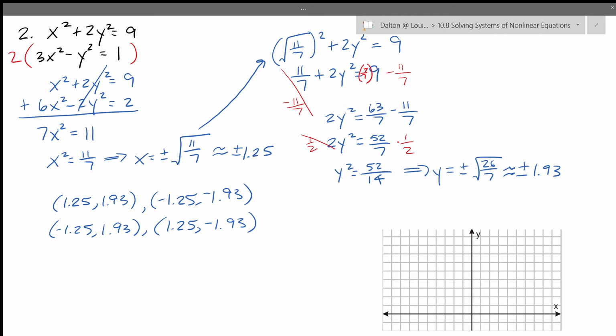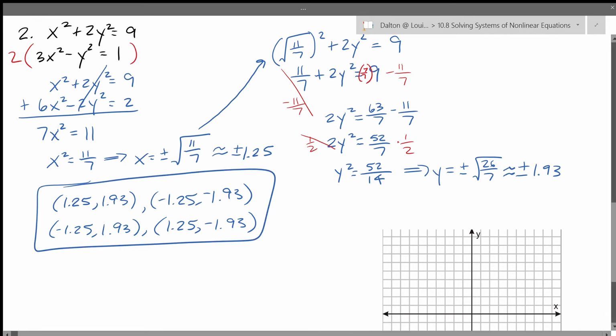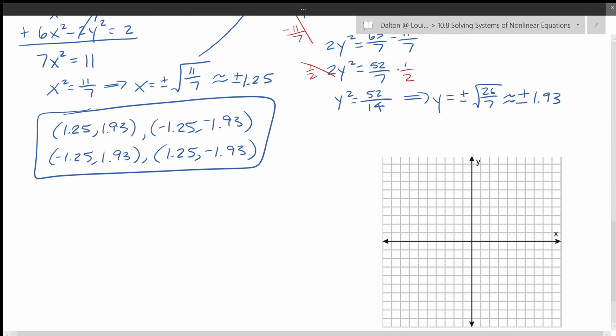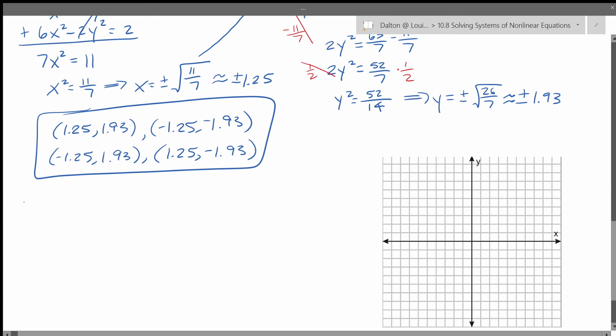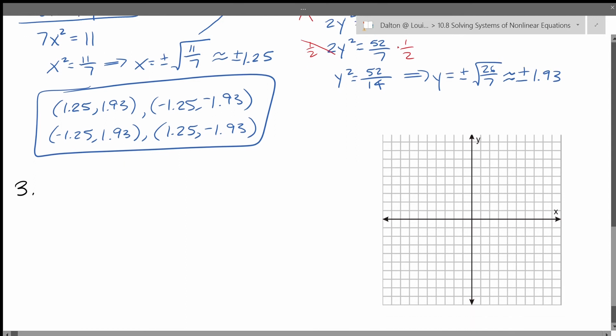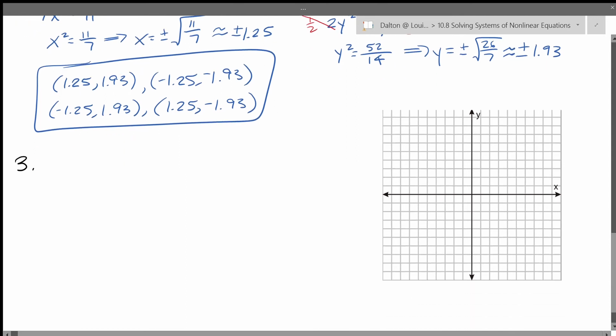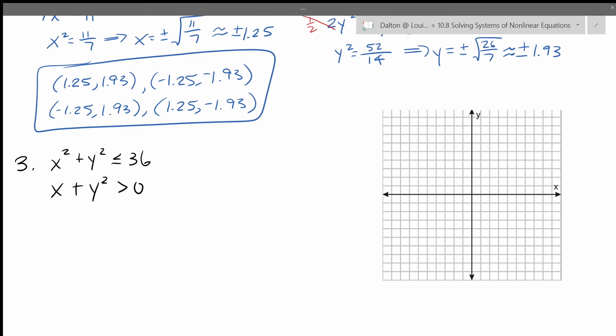So these 4 are our answers. Okay, and that's how you do it algebraically. The last one we want to cover is graphically. And this one's actually going to be a system of inequalities. X squared plus y squared is less than or equal to 36. X plus y squared is greater than 0. So anytime that you're solving a system of inequalities, it's going to involve some shading. So you're going to choose a test point, figure out what side to shade on, that kind of stuff.